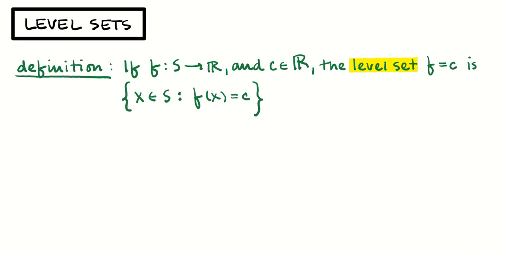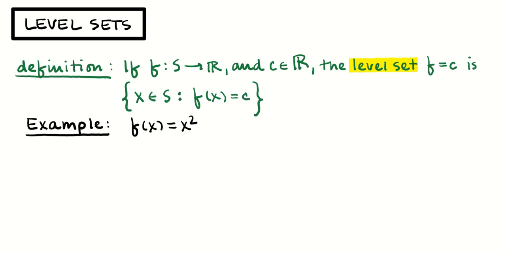Now I'm going to tell you about level sets and contour maps. So the definition of a level set is basically the set of all points in the domain that map to a given point in the range, okay? Or I guess the codomain. And the level set could be empty. But let's look at an actual example here.